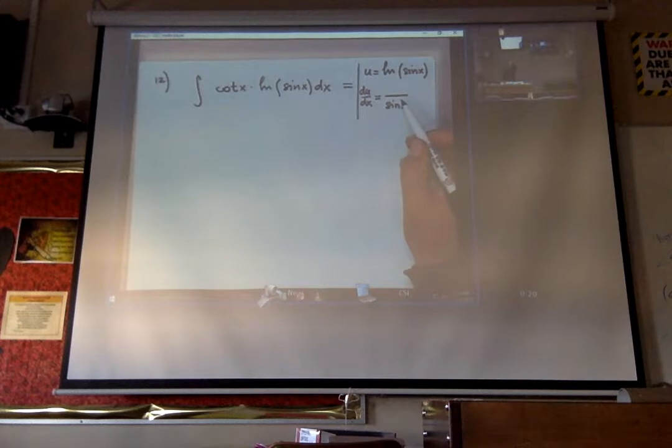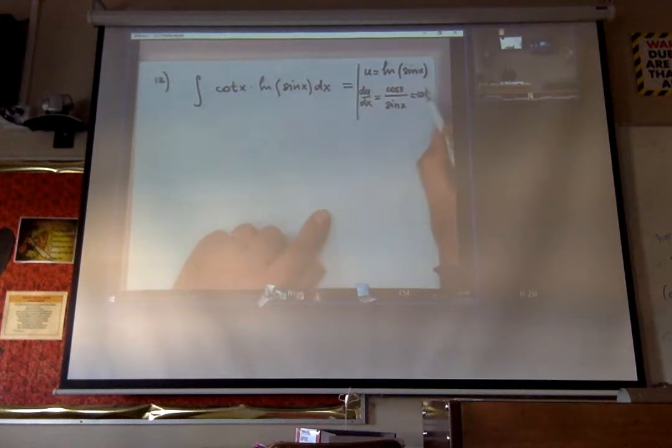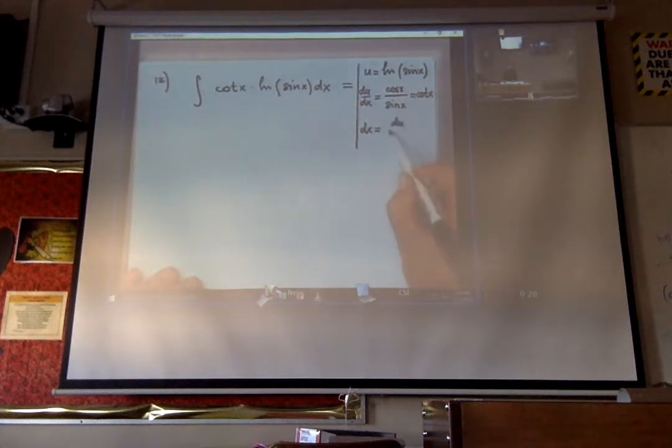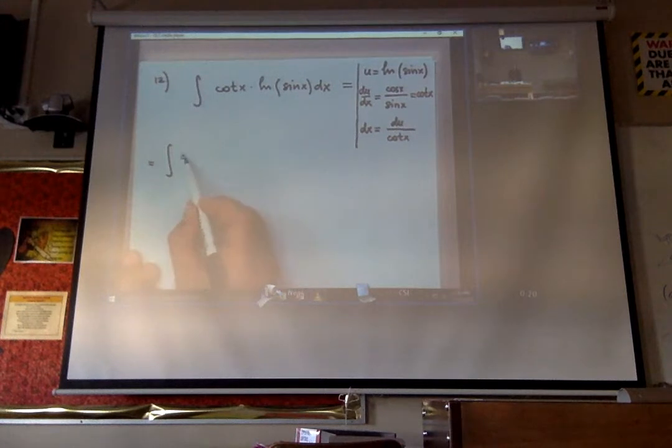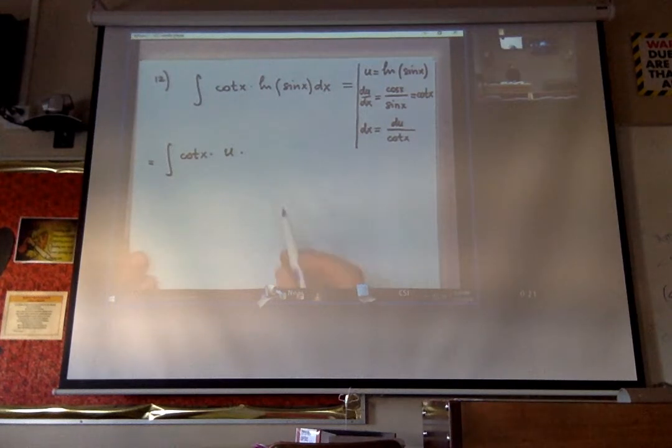And inside will be what? Cosine of x. And this is what? This will be cotangent. So question, do you understand why we use this substitution? Because if you go to dx, what do we have? We have du divided by what? Cotangent of x, right? And when we substitute, we get cotangent of x times u. That's our natural log of sine of x. And then we have du over cotangent of x.